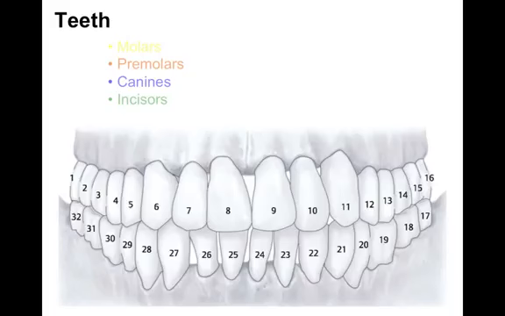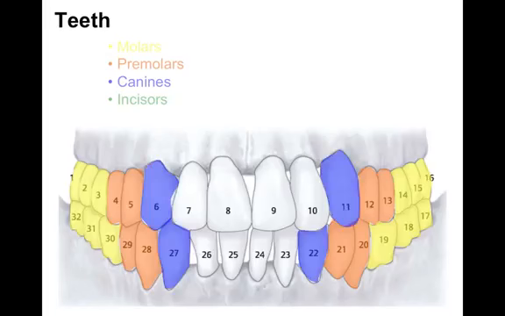Finally, teeth. Teeth are comprised of the following types of teeth. First are molars, comprising teeth 1, 2, 3 on the upper right side, then 14, 15, 16, upper left side, 17, 18, 19, lower left, 30, 31, 32, lower right. And then we've got our premolars, 4, 5, 12, 13, 20, 21, and 28, 29. And then our canines, teeth 6, 11, 22, and 27. And then finally our incisors, 7 through 10, 23 through 26. And there we have our teeth.